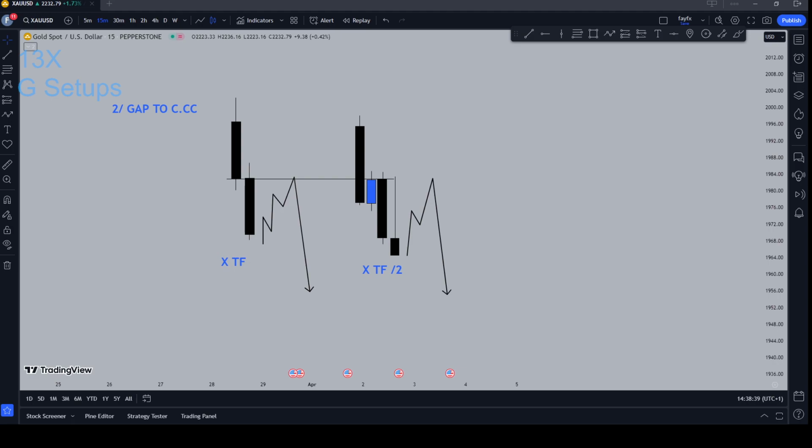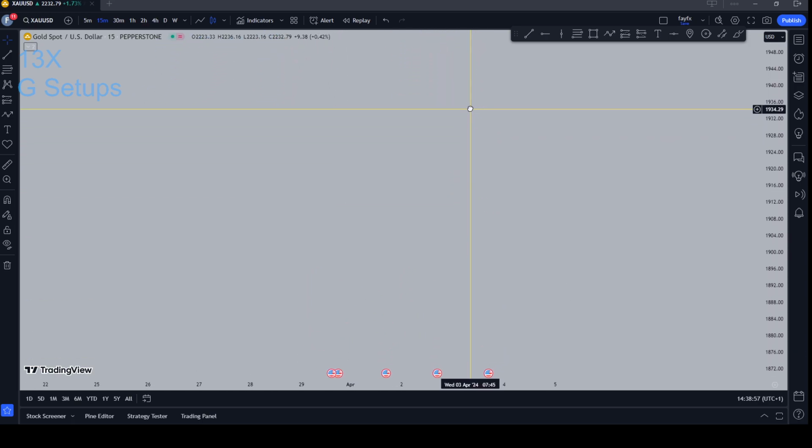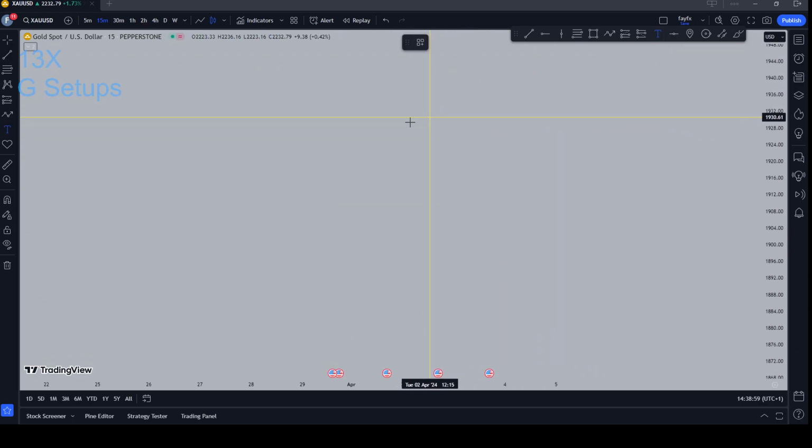Let's go for the third one. The third one is also special, I like it. The third one is gap to direct breakout. What is a direct breakout?